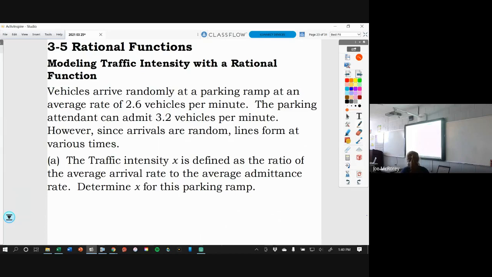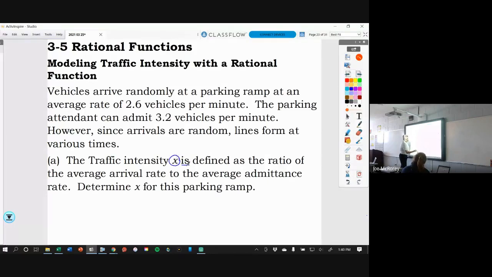2.6. X is 3.2. No. Wait, X is 0. Yeah, X is 2.6. Exactly. So I was half correct, not all smart.